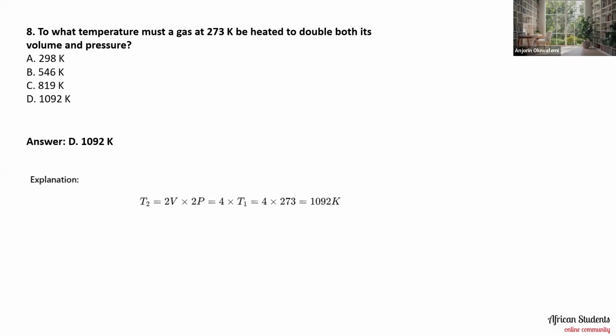Okay. To what temperature must a gas at 273 Kelvin be heated to double both its volume and pressure? Is it 298 Kelvin, 546 Kelvin, 819 Kelvin, or 1092 Kelvin? The answer is 1092 Kelvin. And basically what we are saying is that for a gas at 273 Kelvin to be heated to double both its volume and pressure, T2 will equal 2V multiplied by 2P. So that will be equal to 4 times T1, which equals 4 times 273.